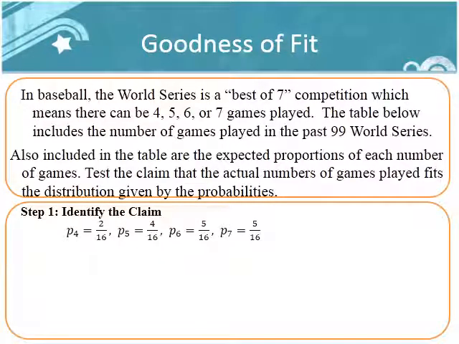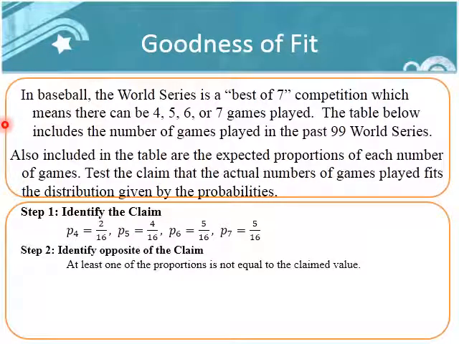So we'll identify the claim as the proportion of World Series that go to 4 games is 2/16. The proportion of World Series that go to 5 games is 4/16, etc., etc. So these were the proportions that were given to us, and our claim is that those proportions equal what was given to us. Then the opposite is that at least one of those proportions is not equal to the claimed value.